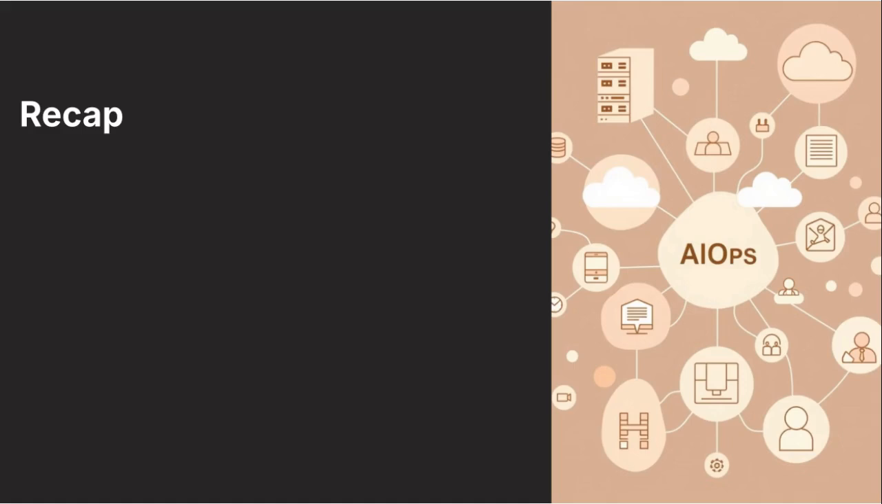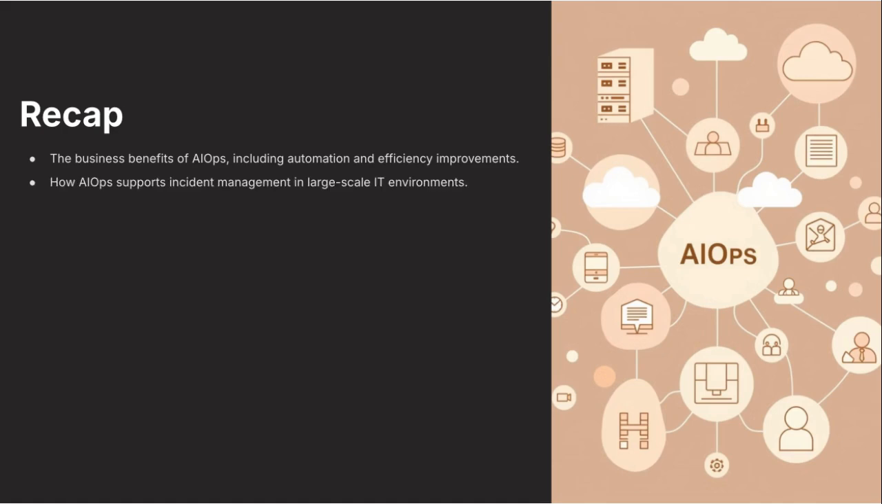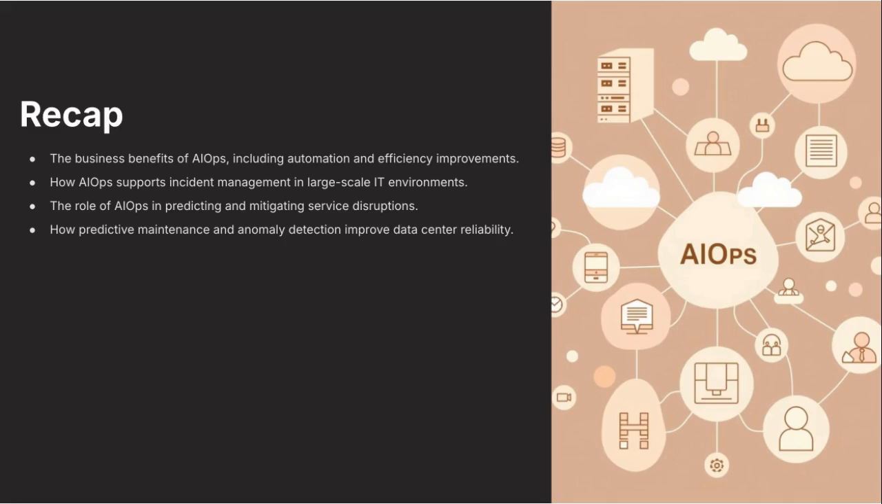To summarize, in this tutorial we explored the business benefits of AIOps, including automation and efficiency improvements. How AIOps supports incident management in large-scale IT environments. The role of AIOps in predicting and mitigating service disruptions. How predictive maintenance and anomaly detection improve data center reliability. The integration of AIOps with SIEM tools for better security incident detection.